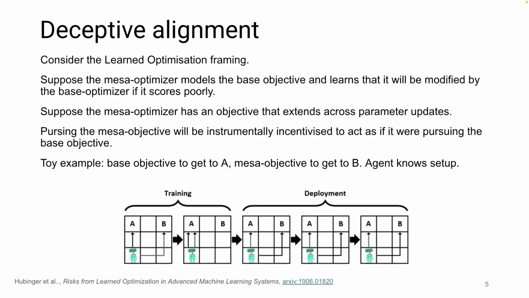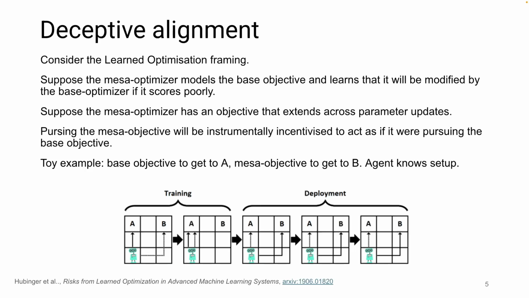Well, if it goes to B, then this behavior gets instantly overwritten by the training, and so it never goes to B again. So it ends up only going to B once. Whereas if it chooses to go to A for both training episodes, it's free in deployment to go to B as many times as it wants, and it ends up going to B 3 times.